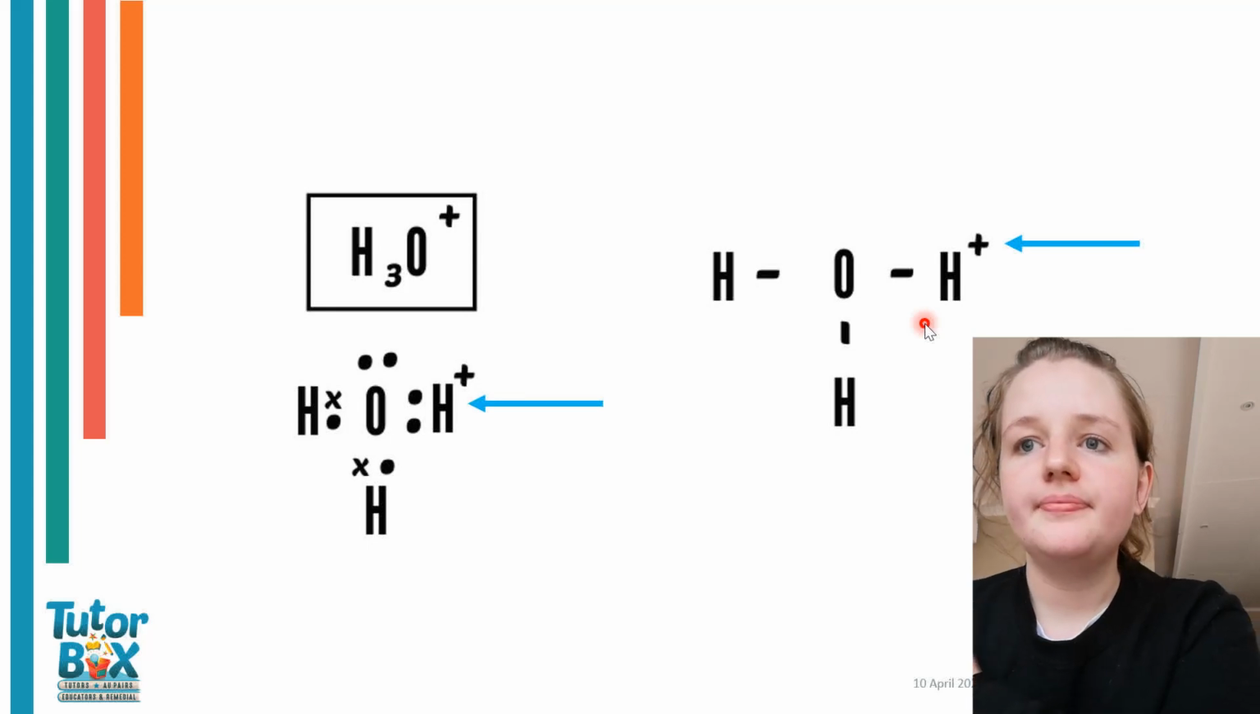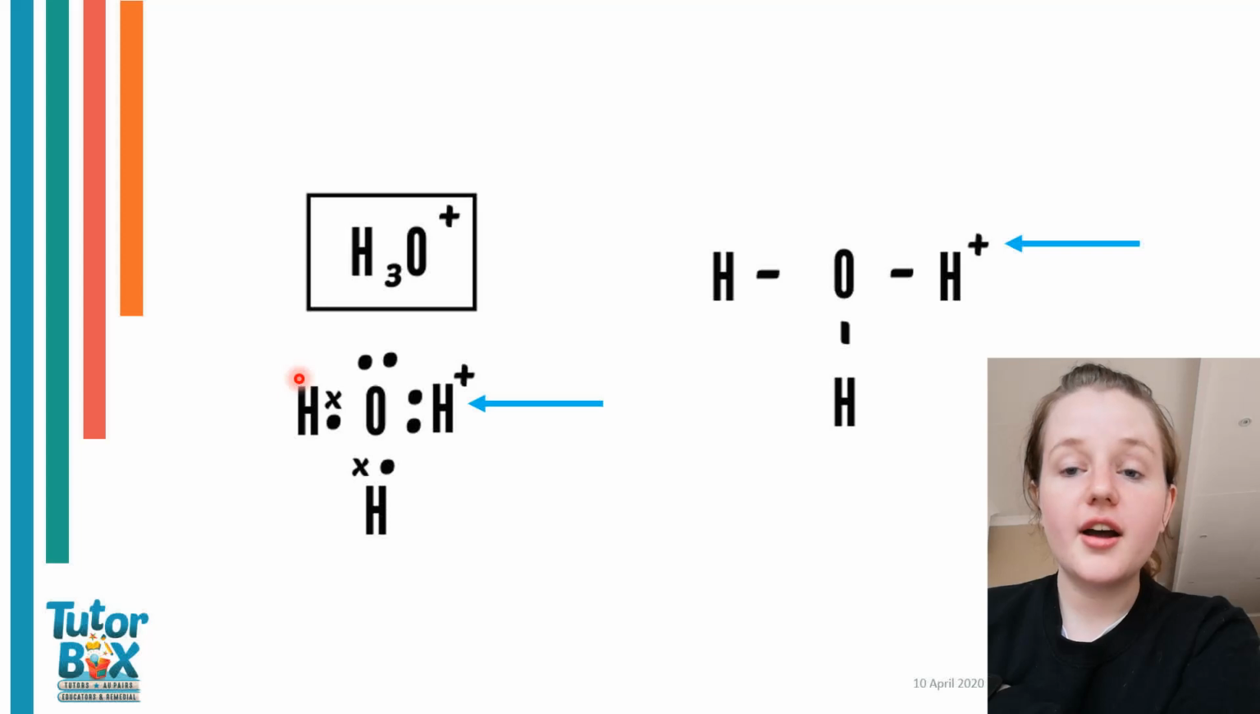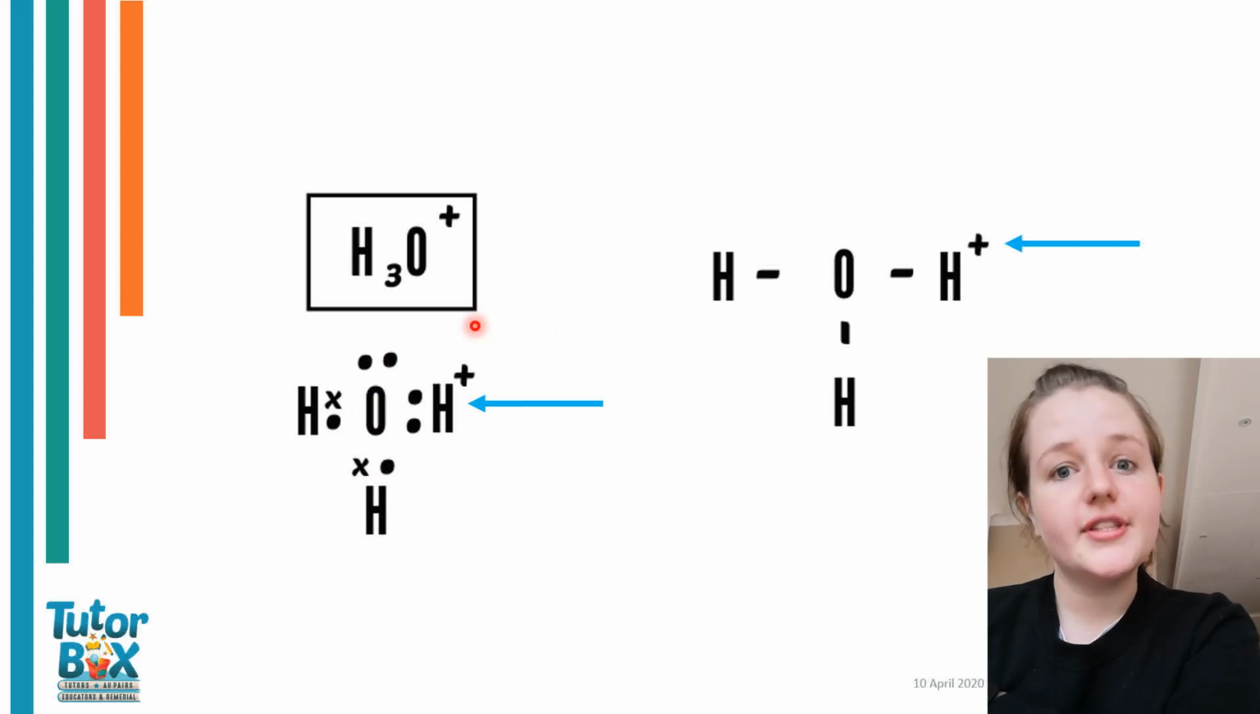Next one, H3O+, or hydronium. So we've got these 6 from the oxygen, and these X's are contributed from your hydrogen. This hydrogen does not contribute any electrons, and that's why it has a positive charge.